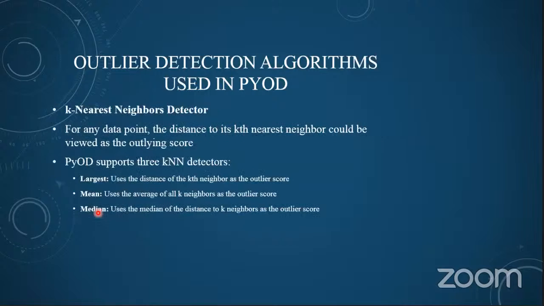Okay. Now the next point is the k nearest neighbor detector. For any data point, the distance to the k nearest neighbor is viewed as the outlying score. Three KNN detectors are available. One is the largest, which uses the distance of the kth neighbor as the outlier score. Then the mean uses the average of the distances to all k neighbors as the outlier score. Then the median uses the median of the distances to the k neighbors as the outlier score. So these are the three KNN detectors that are available with the PyOD library.